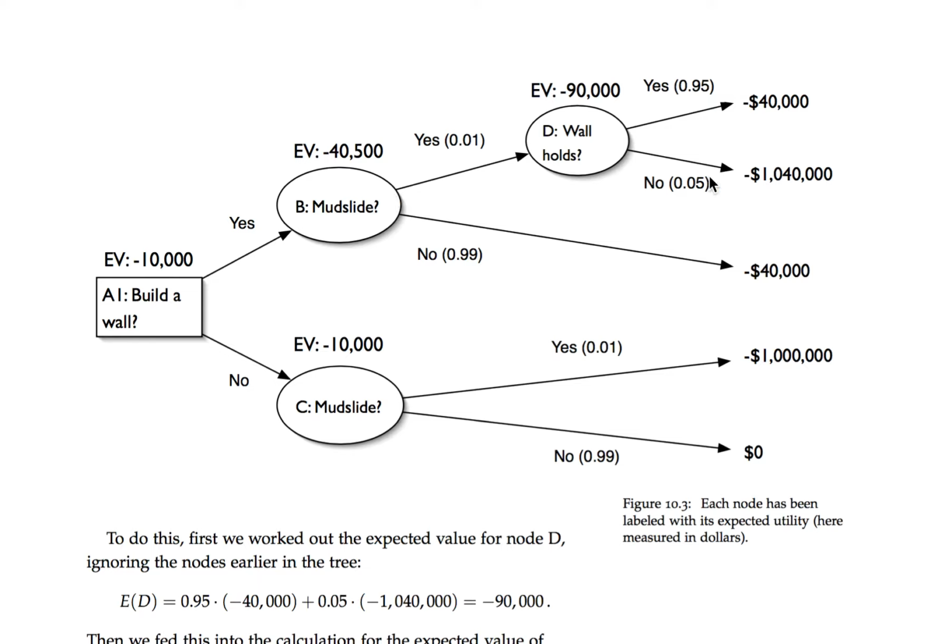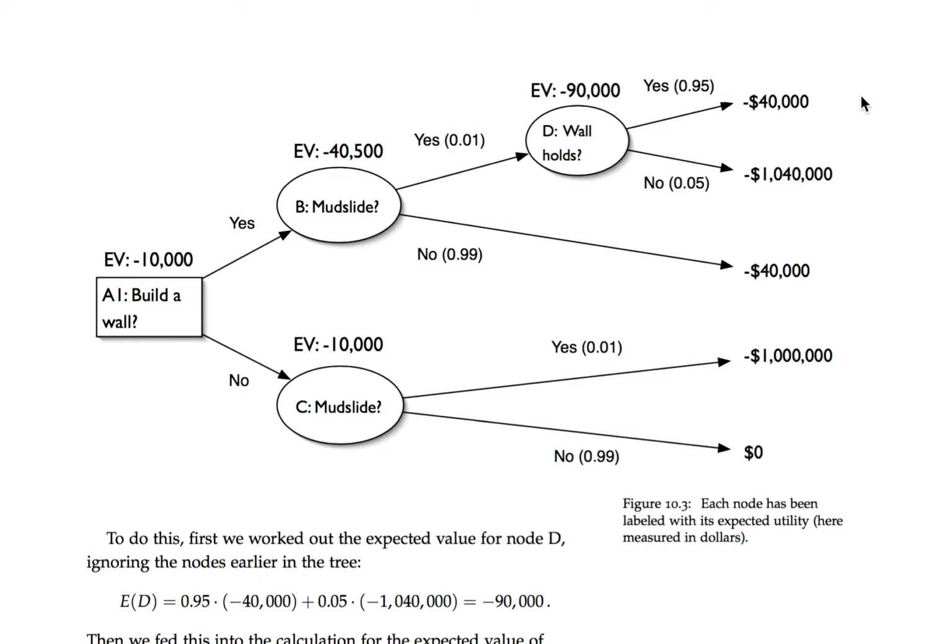Now let's say we go along this arrow, the wall doesn't hold. Well, in that event, which happens with 5% probability, there's a $1 million cost incurred, which is the value that we would have to replace of the house. So we get this minus $1,040,000 figure by just adding up the gains and losses along every arrow in the path. So here, minus 40,000, 0, minus a million.